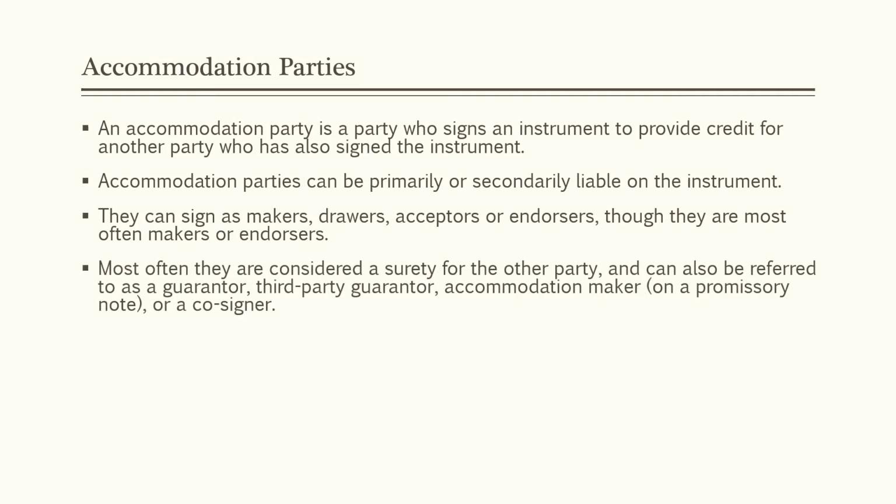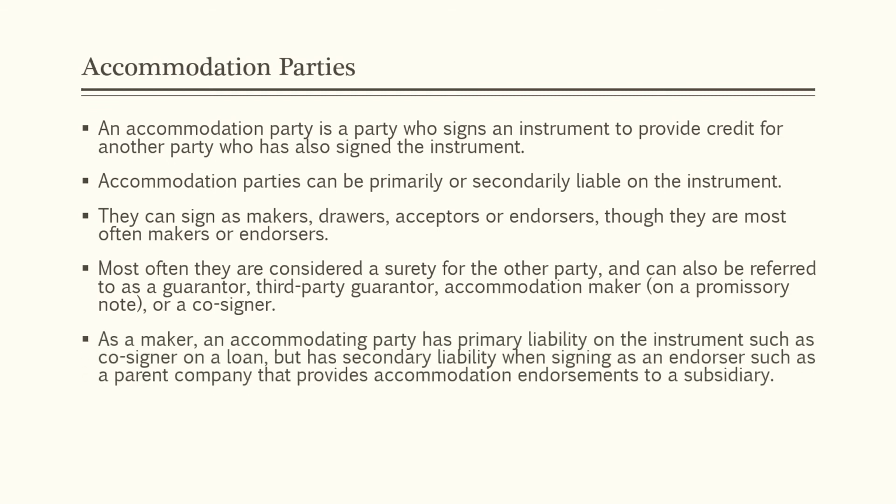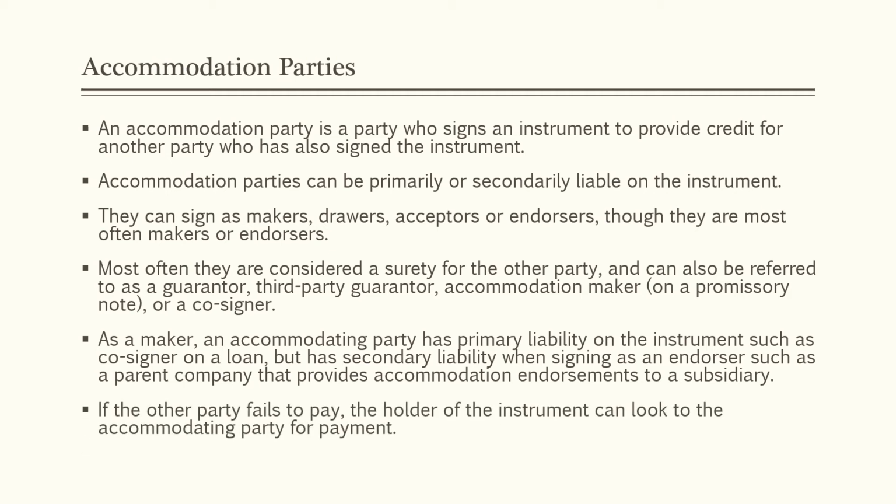Most often they are considered a surety for the other party and can also be referred to as a guarantor, third-party guarantor, accommodation maker on a promissory note, or a cosigner. As a maker, an accommodating party has primary liability on the instrument, such as a cosigner on a loan, but has secondary liability when signing as an endorser, such as a parent company that provides accommodation endorsements to a subsidiary as a guarantor. If the other party fails to pay, the holder of the instrument can look to the accommodating party for payment.